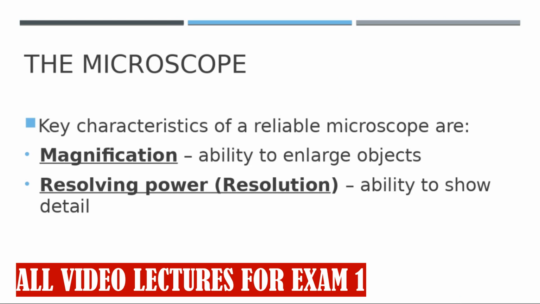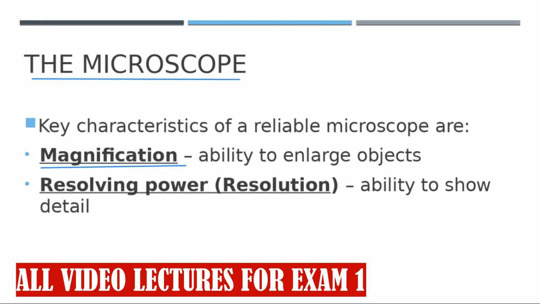The characteristic of microscope, there are 2 of them, that tell us whether the microscope is good or not. The first one is the magnification, which is the ability to enlarge object. Every microscope has this ability, but there are different types of microscope. Some are able to enlarge at very, very high power. For example, the electron microscope can enlarge the object up to 1 million times. The light microscope is usually around 1,000 times, maybe 2,000 times.